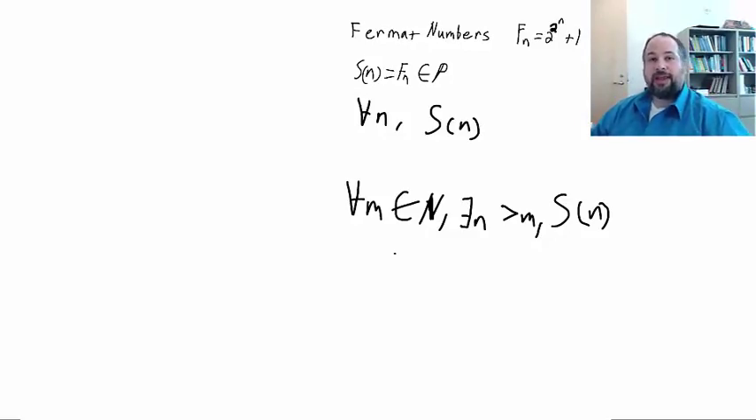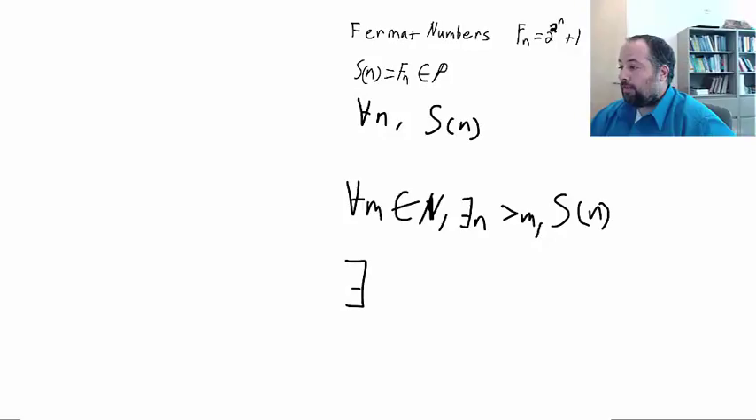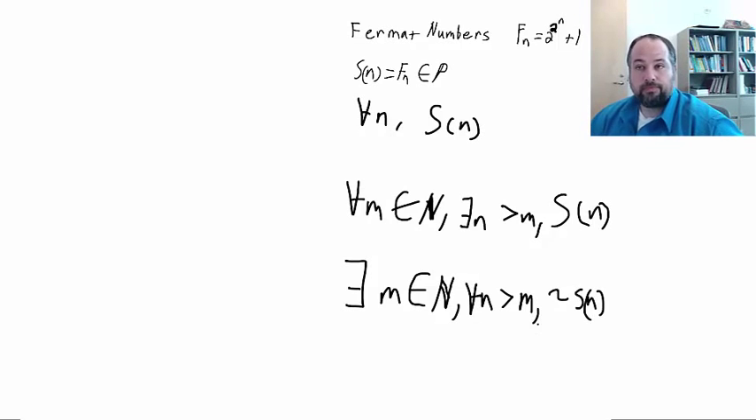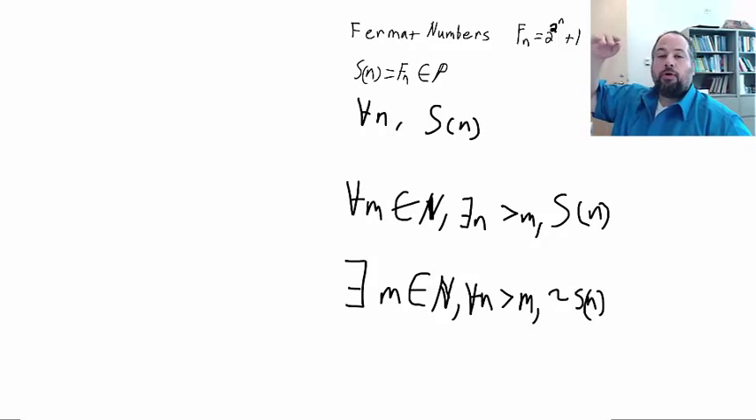That statement says that there are an infinite number of Fermat numbers that are prime. What would be the opposite, the negation of that statement? The negation would be there exists some m in this set of natural numbers such that for all n greater than m, S of n is not true, right? So that's saying that there is a finite number, that if you picked a large enough m, there would be no Fermat primes higher than that. Which is true? We don't actually know. Neither has been proven yet, and that's okay.